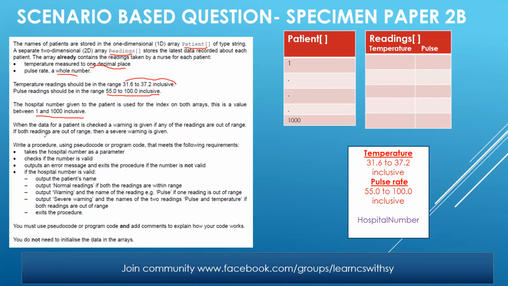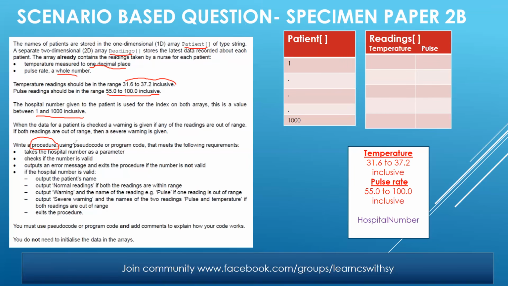When the data for a patient is checked, a warning is given if any of the readings are out of range. If both readings are out of range, then a severe warning is given. Definitely that's a severe situation. Write a procedure. Now, this is our major concern, a procedure. Don't get worried. We are here to learn. We are here to revise. A procedure, I hope that you will remember. By the way, procedure and the other one is function. Excellent. Ali, can we recall the difference between the two?